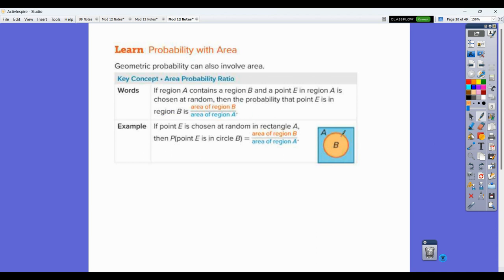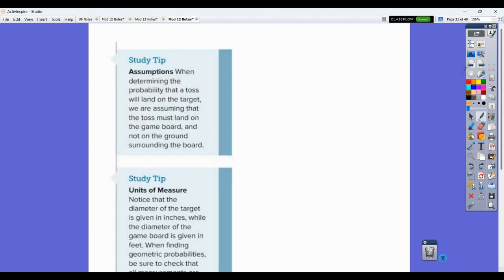So you would do the area of the circle divided by the area of the square, or rectangle, that's there. Okay, so assumptions. When determining the probability that a toss will land on the target, we are assuming that the toss must land on the game board, and not on the ground surrounding the game board. So understanding that if I took a box and was throwing a penny into it, the penny didn't go in and then jump back out. It lands in that box.